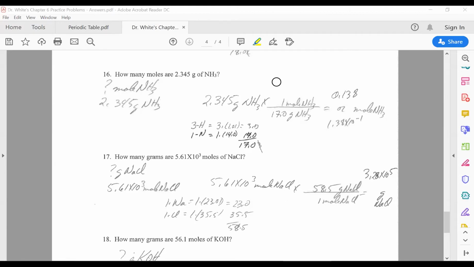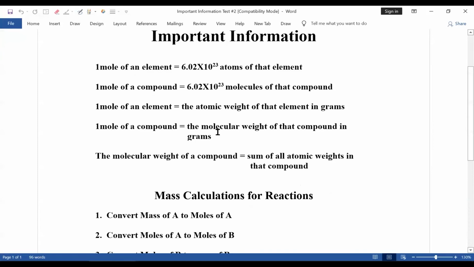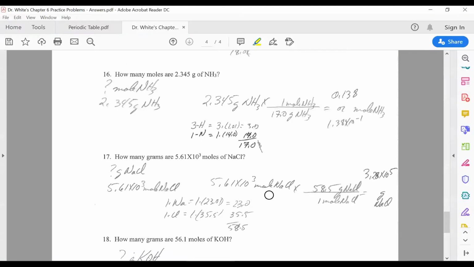Where do you get this number? One mole of a compound equals its molecular weight in grams. The molecular weight of a compound is the sum of all atomic weights. This will be given to you, but you have to know how to use it and when to use it. You do that by doing the practice problems. And now we know, where do we get the relationship of moles to grams of sodium chloride? 1 mole equals its molecular weight. You have to calculate it.